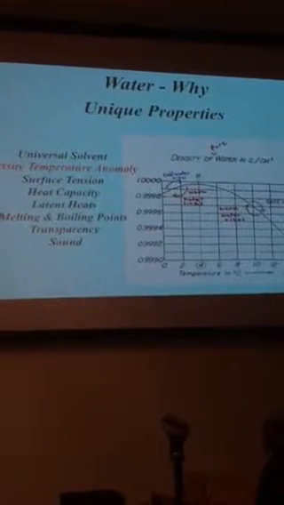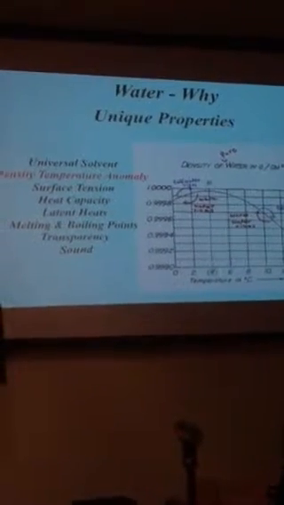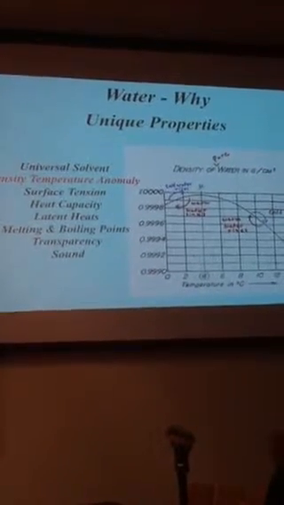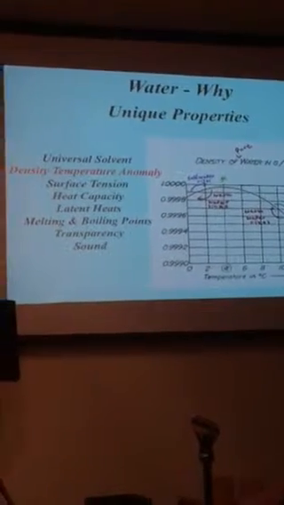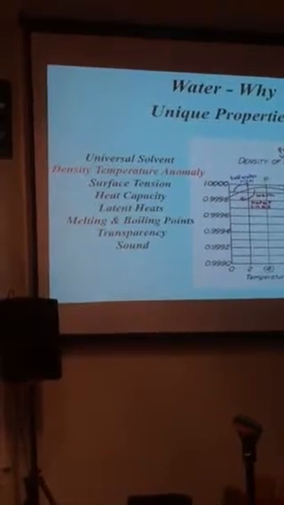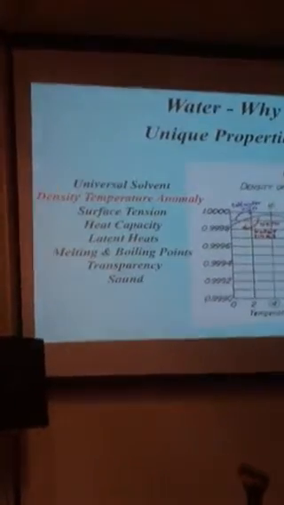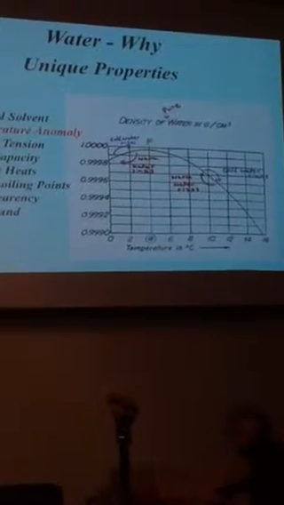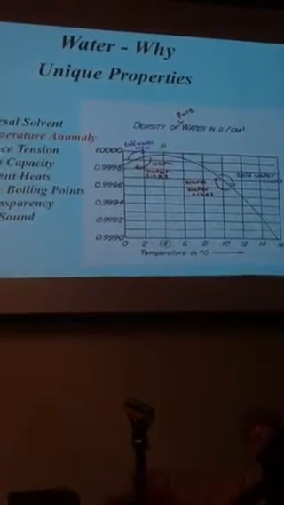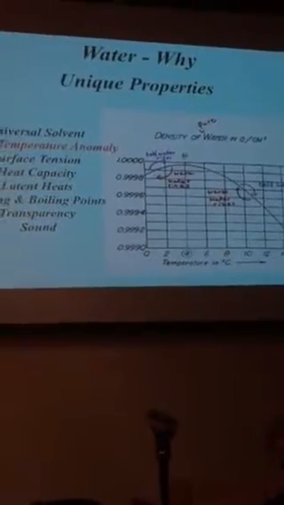A little drier is the density temperature anomaly. I hate to use that word anomaly, but it is a scientific term. And the anomaly is that most other substances, as they get colder, get denser and denser, right? But that only happens with water down to a certain temperature. At 4 degrees C, if we continue to get the water colder, it becomes less dense. And it gets even less dense than that when it freezes.